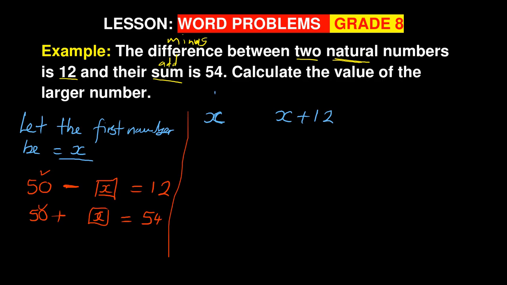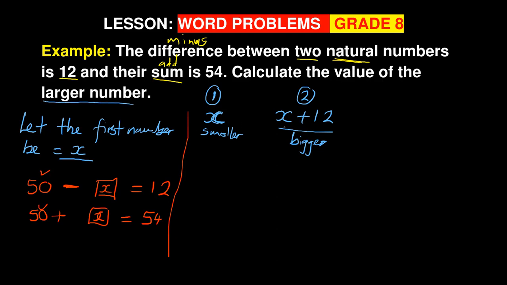That is how you have your first number and your second number. Now, why am I saying that? If I've got the first number as x and the other number as x plus 12, it means this number is bigger and this number is smaller. Remember, these are natural numbers, counting numbers. One must be bigger and one must be smaller or larger. That's why they say to calculate the value of the larger number.